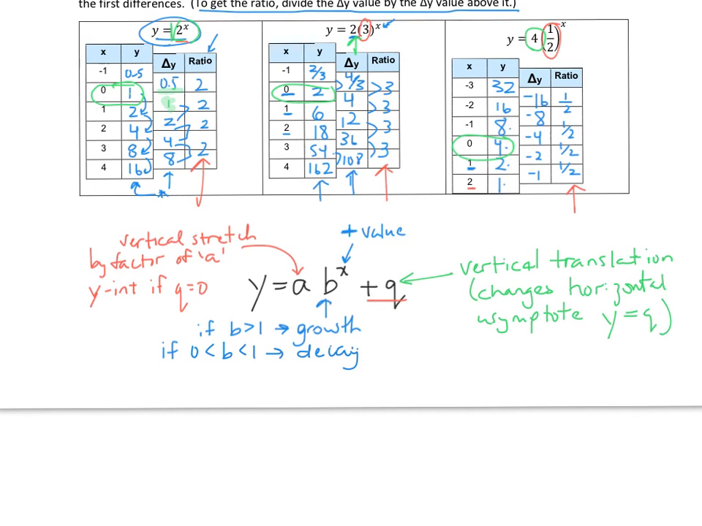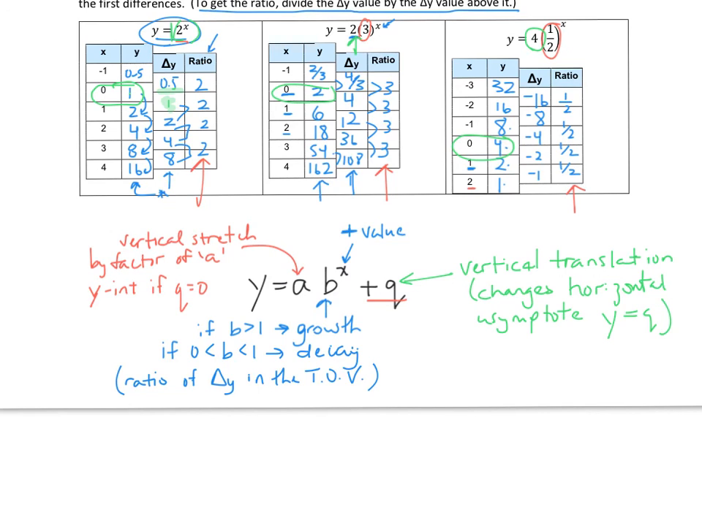Okay, so that b value is also your ratio of your delta y's in the table of values. So TOV stands for table of values. So hopefully those are the key ideas that you've gotten out of this little investigation.